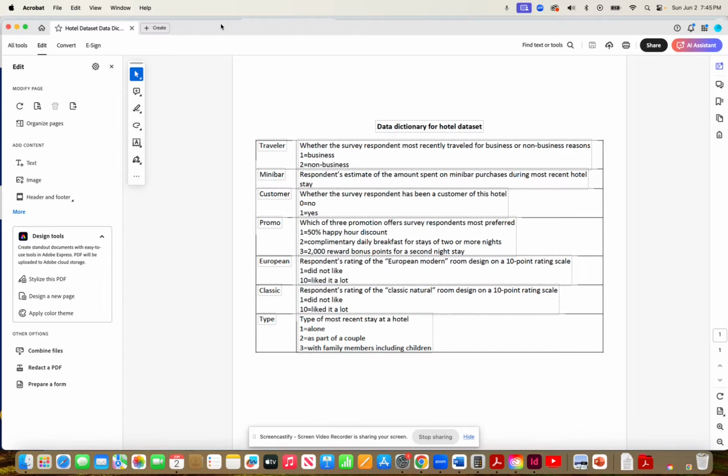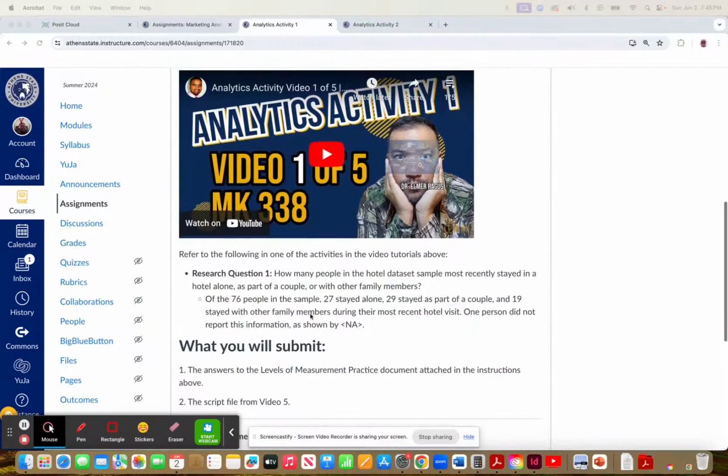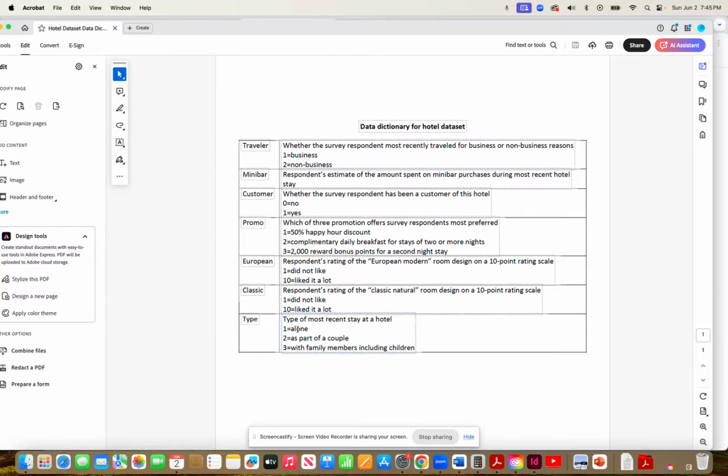So one of our research questions, well, the only research question we did was this one about how many people in the hotel data set sample most recently stayed in a hotel alone, as part of a couple, or with other family members. And we were looking at a frequency distribution of the type variable. So here are the three different values there. One is for alone, two is for as part of a couple, and then three is with family members, including children.